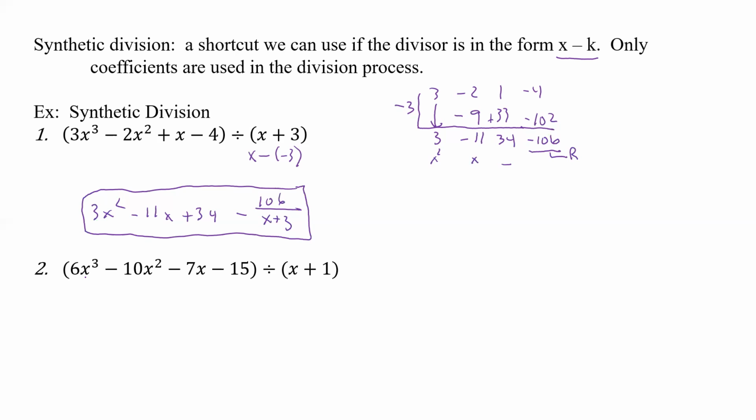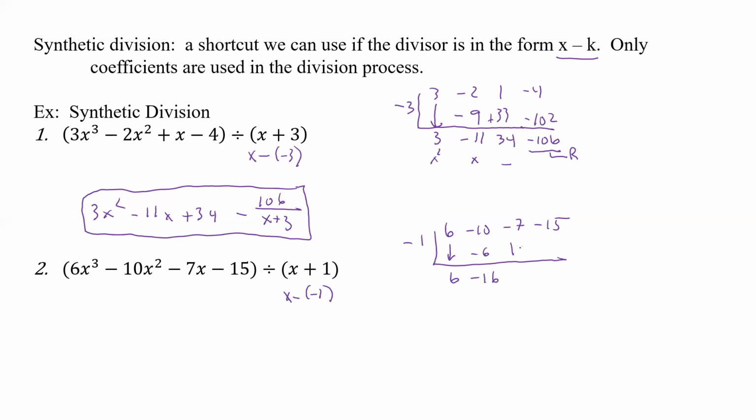Okay, so we have a 3, a 2, a 1, and then x plus 1. Again, we want x minus, so we have x minus a negative 1, so we're going to divide by that negative 1. So then we take our coefficients 6, negative 10, negative 7, negative 15, bring that down, multiply 6 times negative 1 is negative 6. Add that, it's negative 16.